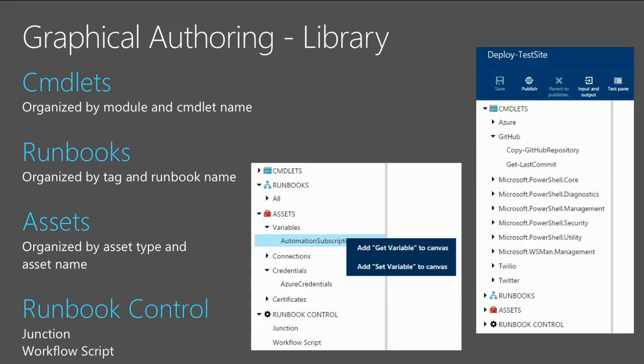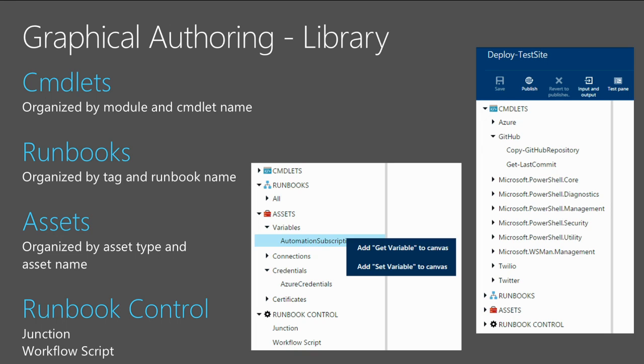So again, we're sharing the library that we have with the PowerShell authoring. We share in graphical as well. So you have access to all of your various resources that you would want to use within a runbook. We give you one other category here down at the bottom called Runbook Control, where we're giving you a couple of special activities. One is called Junction.